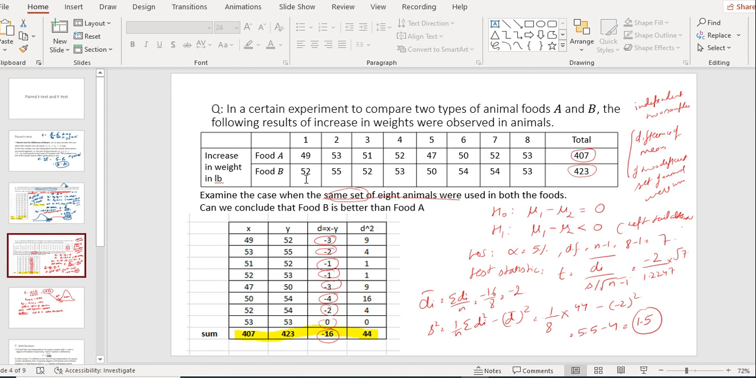So in that case we can use the formula that t is equal to x1 bar minus x2 bar minus (mu1 minus mu2) upon capital S into square root of 1 upon n1 plus 1 upon n2.